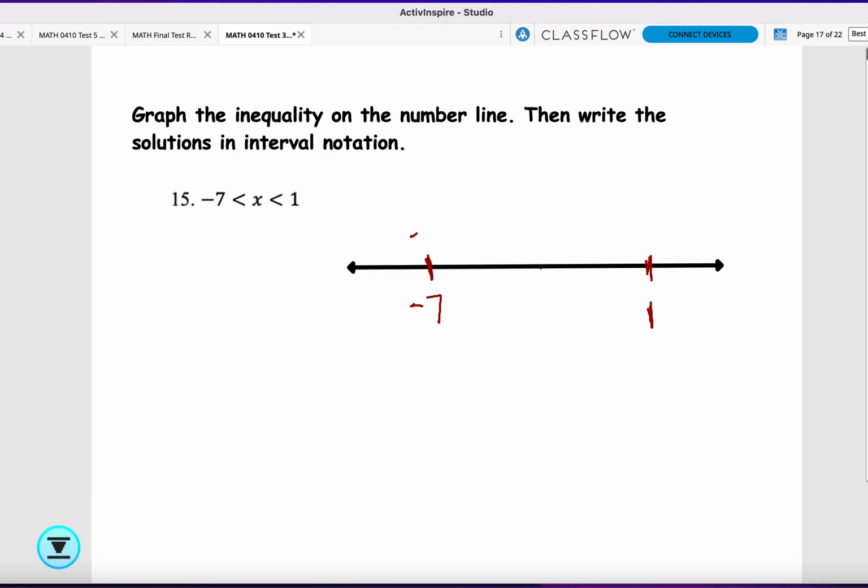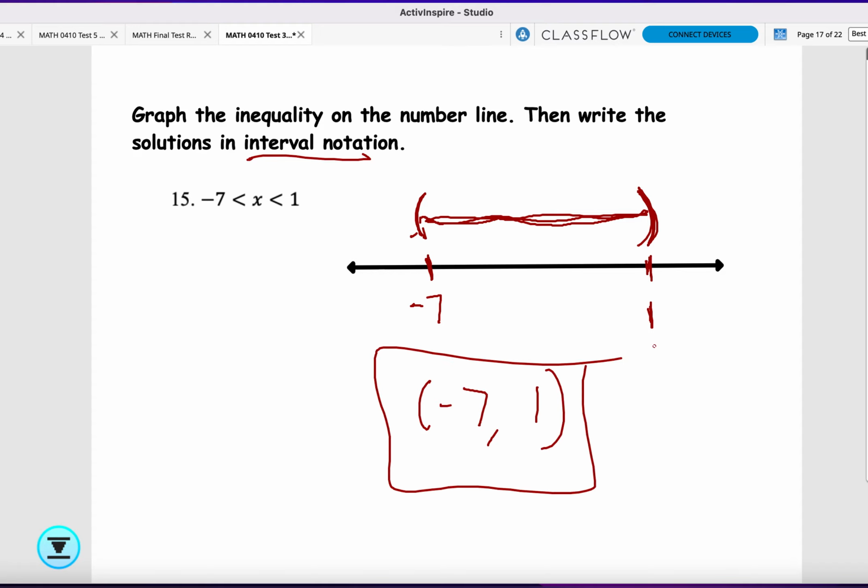And x is between that. So we're going to want to shade between these two. Now the question is, is it going to be a bracket or parentheses? Look at the symbols, it's a less than. So is this going to be parentheses? So now how do we shade this? Or we already shaded it, so what's the interval notation? It goes from negative 7 to 1, and they're both less than, so it'd be parentheses, and that's my interval notation.